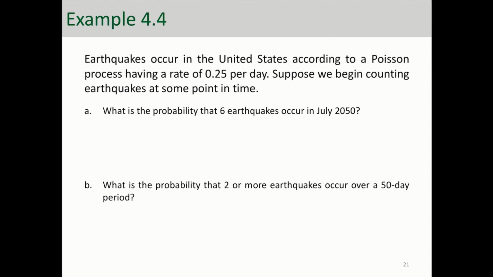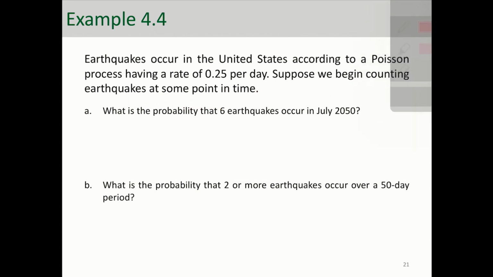Hello everyone, in this video we're going to look at one example which will help us to review and wrap up Poisson process, Poisson random variable, as well as exponential random variable. So in this example it says earthquakes occur in the United States according to a Poisson process having a rate of 0.25 per day. Suppose we begin counting earthquakes at some point in time.